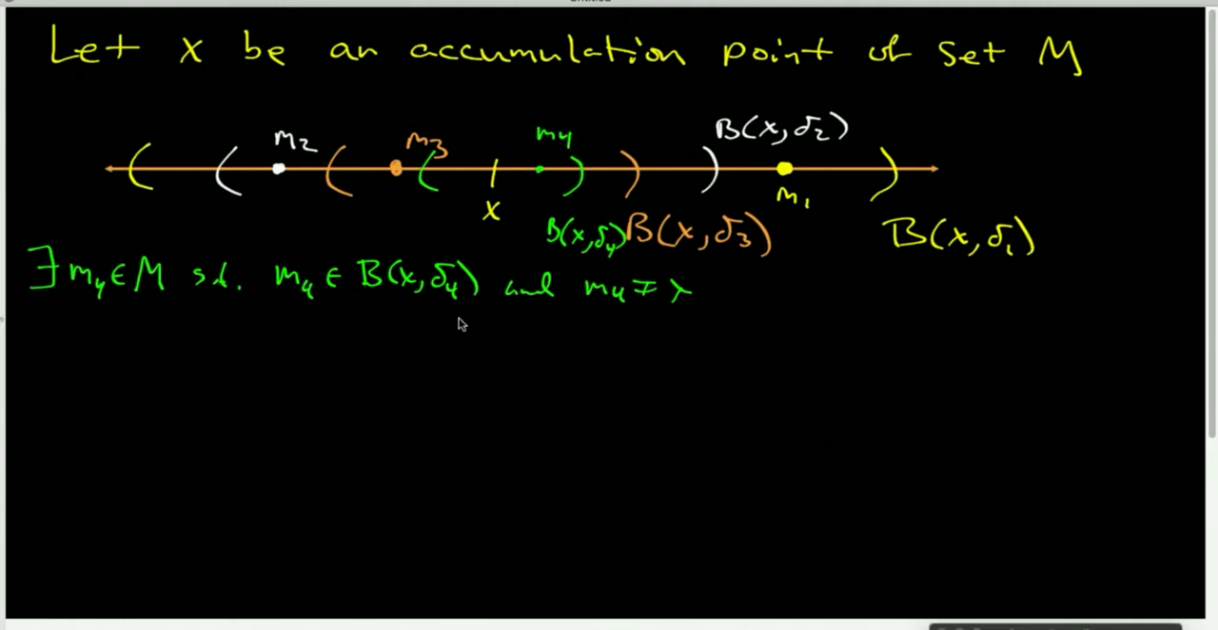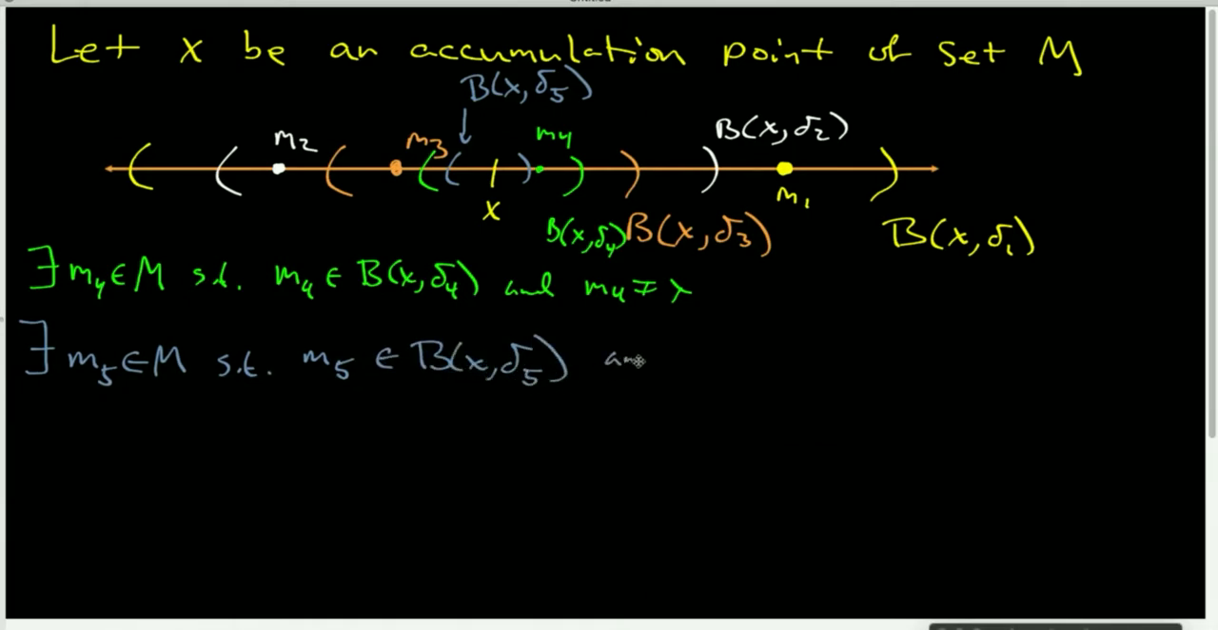But then I can find a delta ball that does not contain M4. So this is my 5th delta ball. It is that delta ball. But because X is an accumulation point, there is an M5 inside M such that M5 is inside this new tiny delta ball, and M5 is not equal to X. So here's M5, and obviously we ought to be able to continue this process on forever.